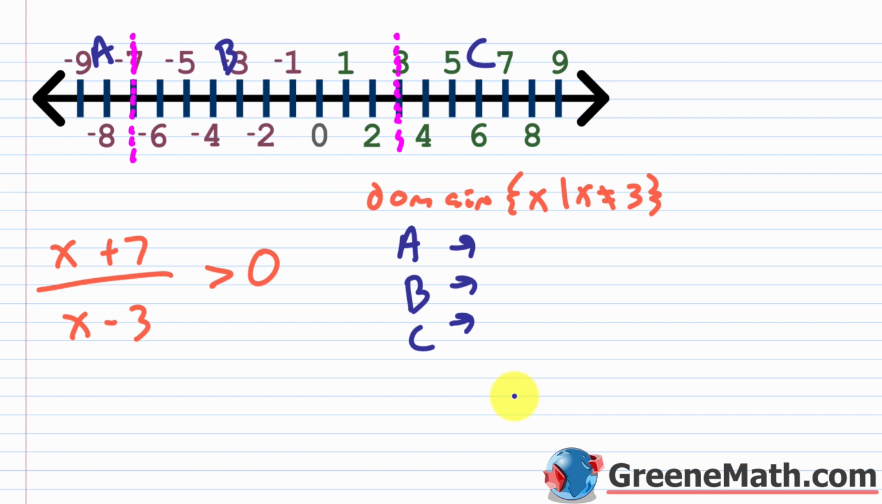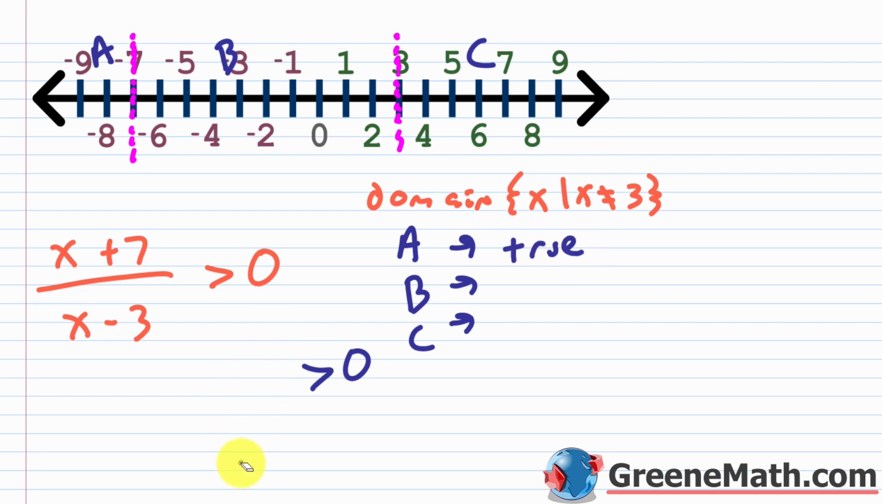So for A, let's just pick negative 8. So negative 8 plus 7 is going to be negative 1. And then basically negative 8 minus 3 is going to be negative 11. But again, you could just think about the fact that a negative over a negative is a positive, and a positive is greater than 0. So this is going to be true.